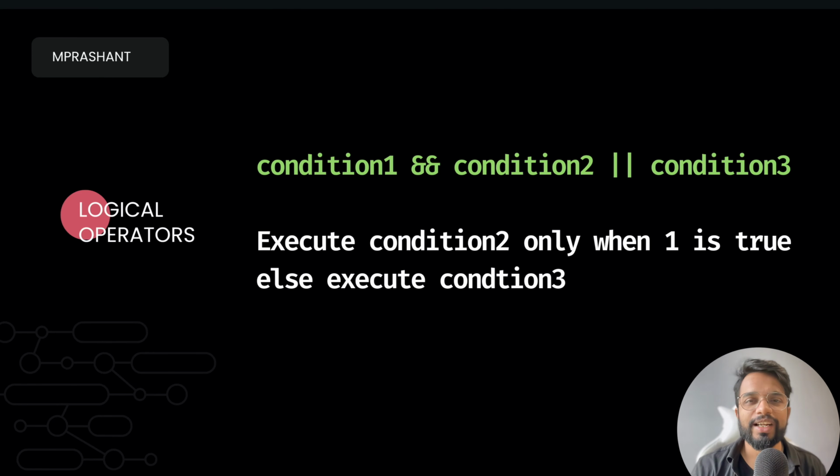Now let's see a very interesting use case of the logical operators, where we are going to combine the AND and OR operators together. As you can see in the example: condition 1, AND operator, condition 2, OR operator, condition 3. And how it works: execute condition 2 only when condition 1 is true, else execute condition 3. Instead of a condition, we can perform some action as well. Let me show you quickly how it makes our task so easy.